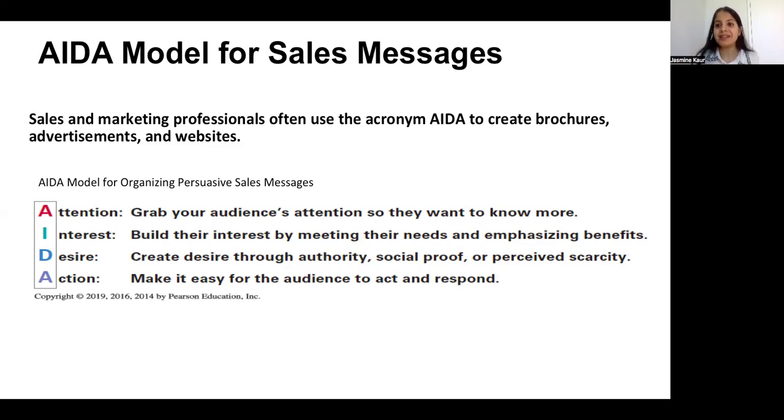So the first step is attention, wherein you capture the attention of the other party. That can be by using hook statements, by starting your advertisement with something very unique. Once you have that in there, once you have captured the attention of the customer, we build their interest. How can we build upon their interest? By emphasizing on the benefits of our product.